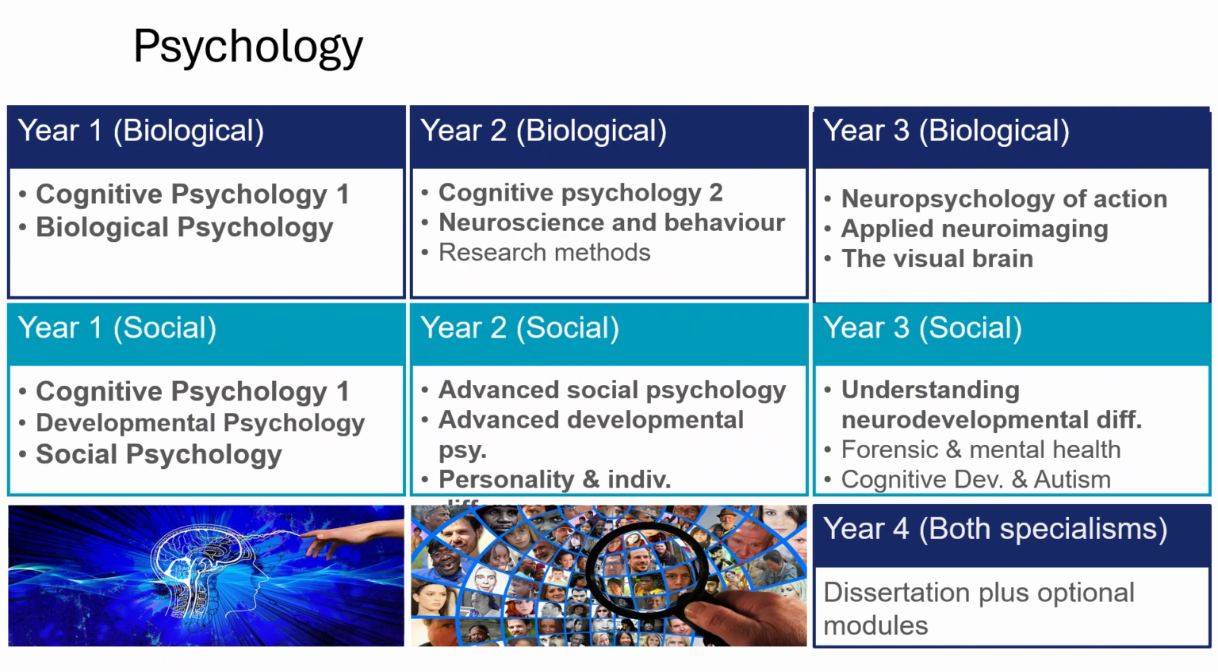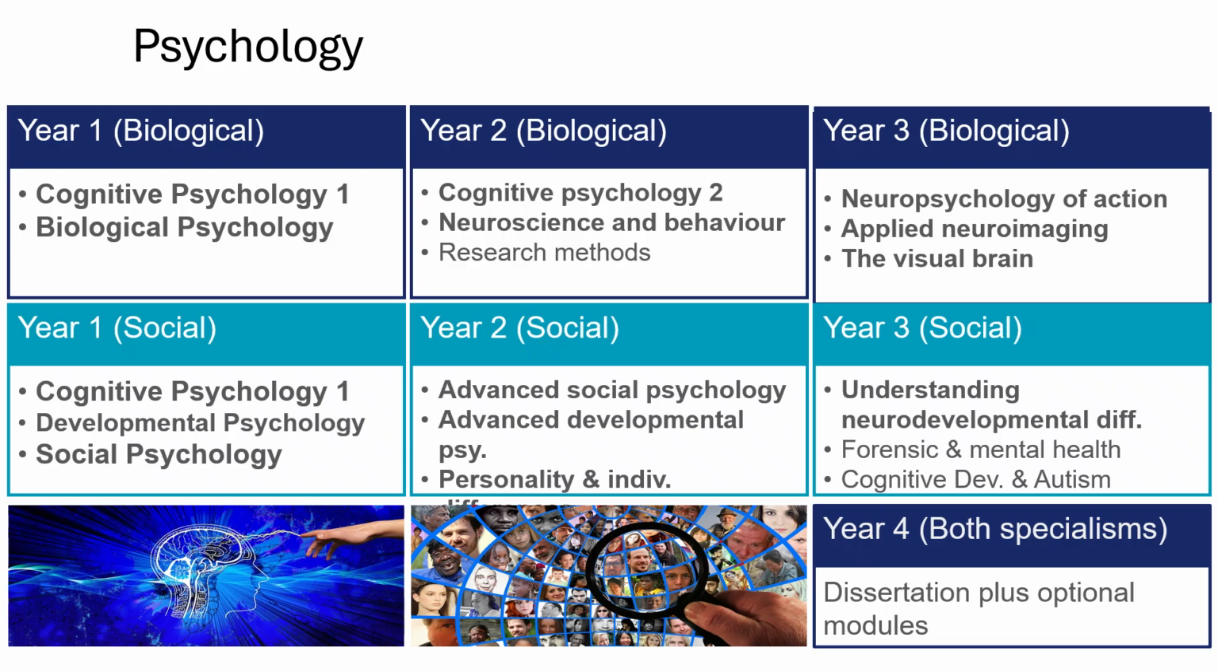Last but not least is psychology. Psychology divides into two different specialisms, so you can choose to either study biological psychology, which focuses on how the brain functions, or social psychology, which focuses on how individuals interact with each other.